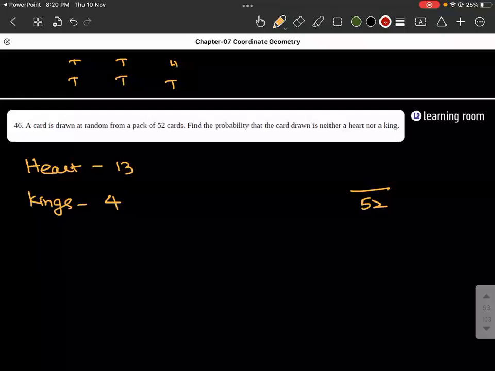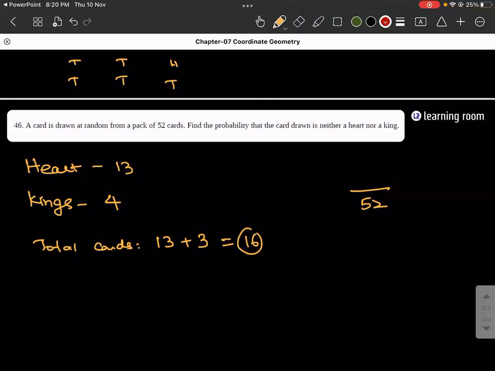So what should we do? We should take 3 because one king will go in the heart. So total cards to be removed are how much? That's right. Total cards to be removed are 13 plus 4, correct? There is a mistake here. 3, sir. 13 plus 3. It should be. There's a king of hearts. That's why. So you should not write 13 plus 4. You should write 13 plus 3. That is going to be 16 cards.